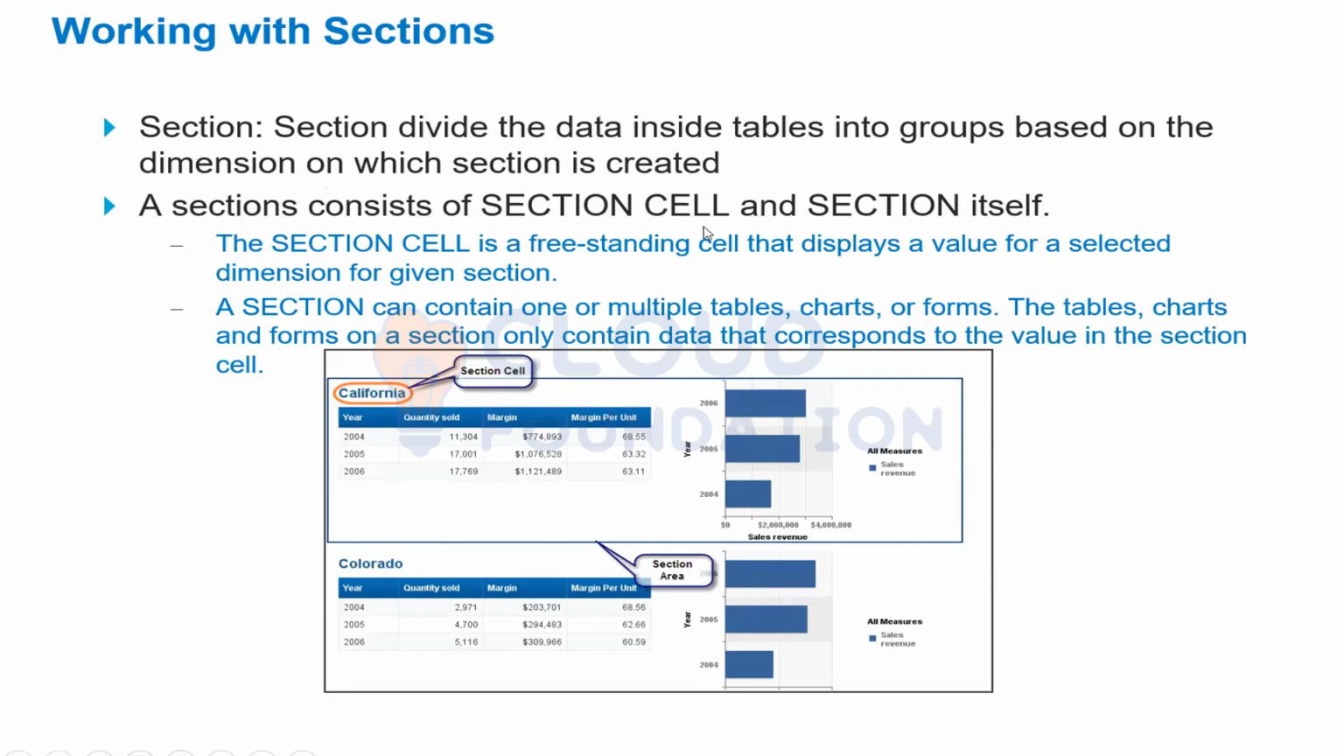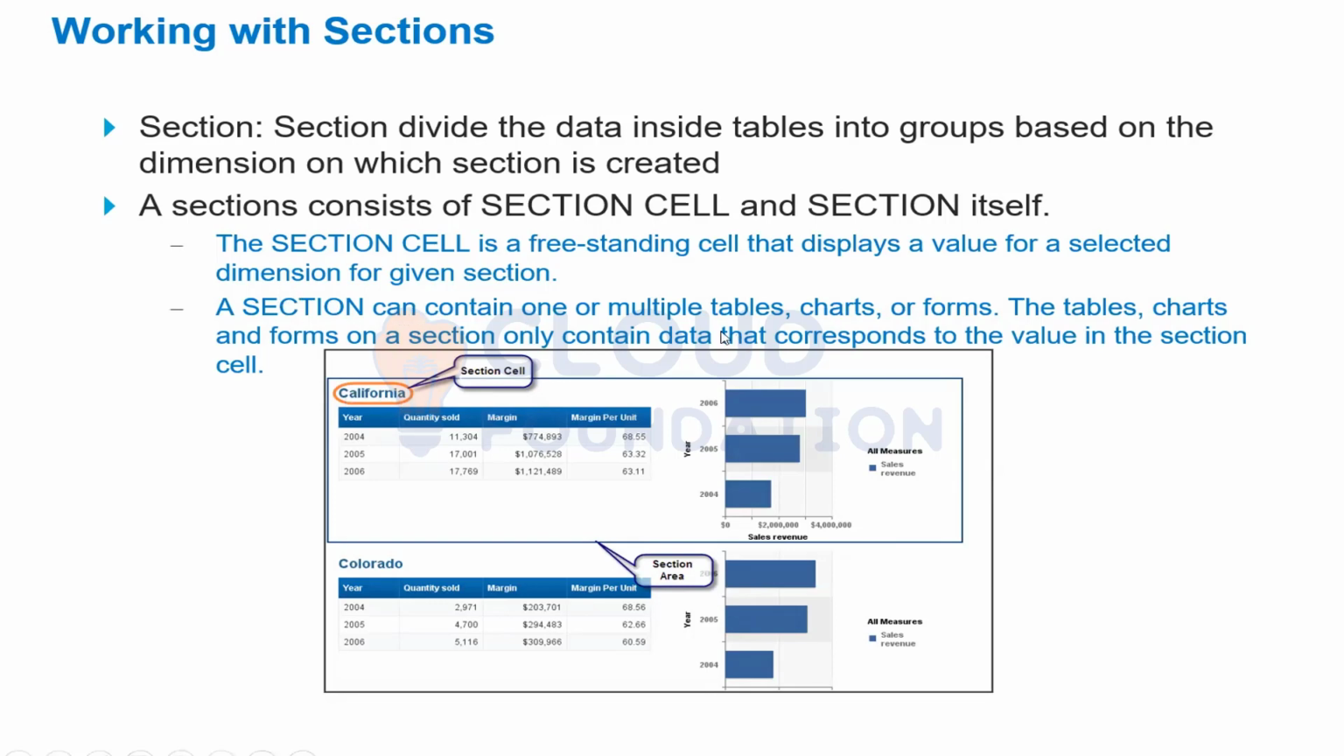A section consists of a section cell and the section itself. In this table, you can see there is one blue rectangle here. This total is called one section, one part. So this is the total section, and the section cell is here, where California is highlighted. Section cell means we can put anything here. Here it is just a state name. If you want to add a formula, we can mention that here. So that is a section cell.